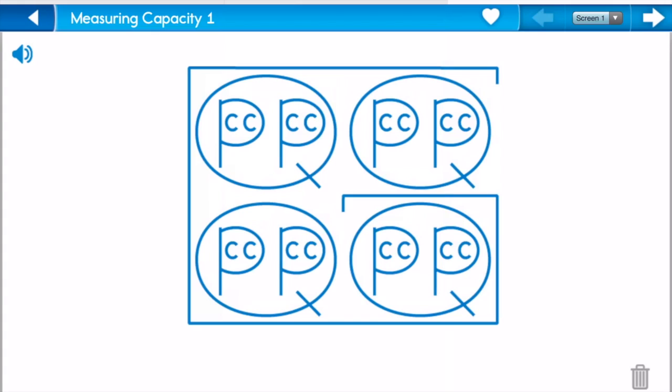Good morning. Today we're doing lesson 7-1. We are going to be learning about U.S. customary units, and we're going to work on possibly converting some of these units, okay?